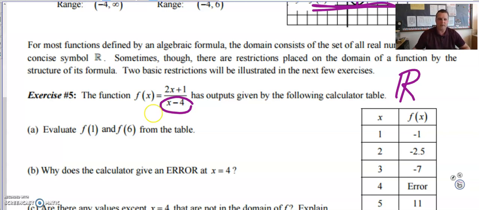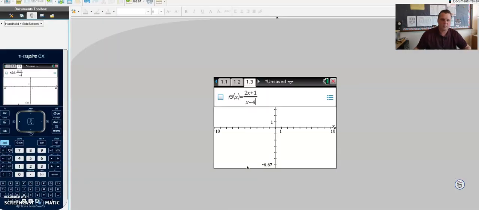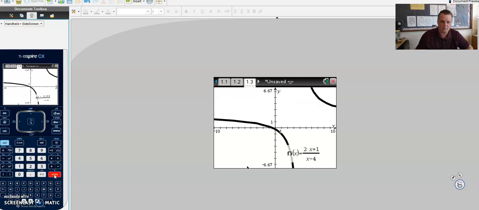So if I put this in my calculator, let me just show you something real quick. If I put the 2x plus 1 over x minus 4 in my calculator, and I hit enter and graph it, you can see that it is not a continuous graph. This side here goes down, and this one's coming from positive infinity and continually going towards negative infinity.